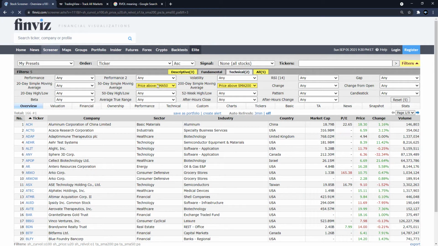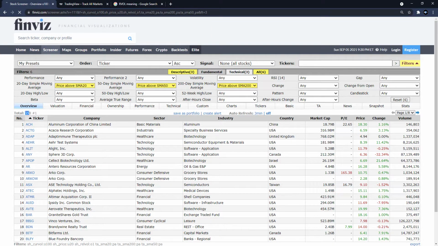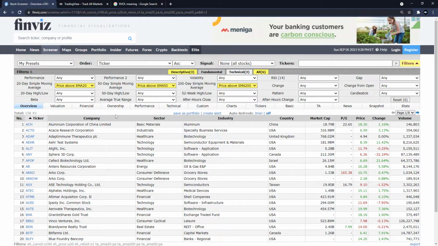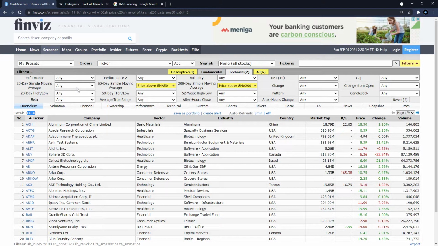And here we have the 20-day simple moving average. I don't use that as often because it's short term, as you see, 20 days. But what I will do right here is filter for the price to be above the SMA 20. You have 158 stocks, and I sometimes even do not use that. We have 166, but it's not that big of a difference, so I will use it.